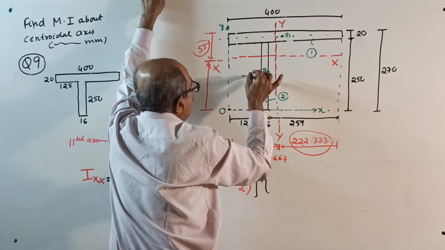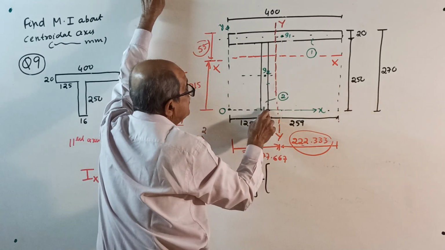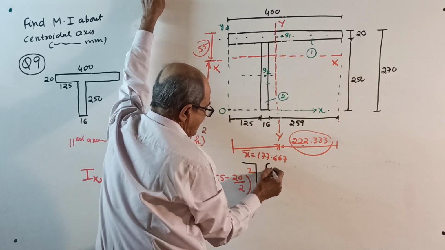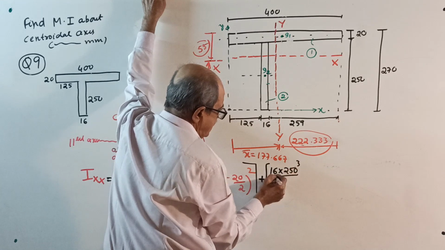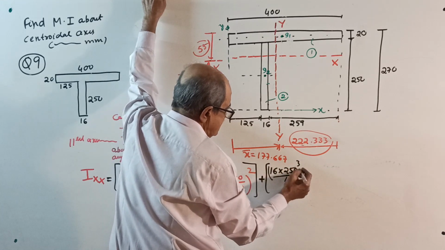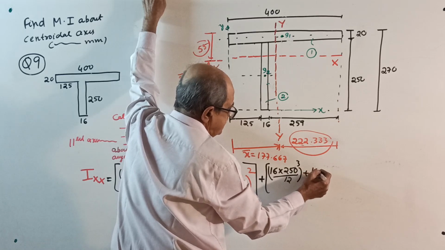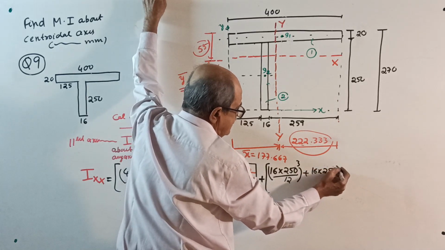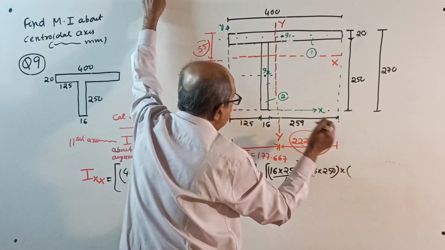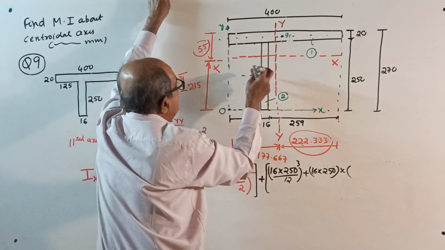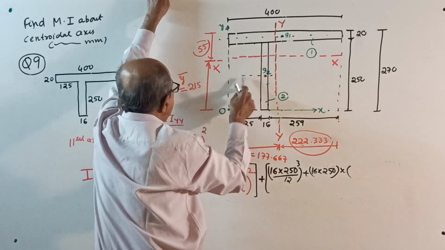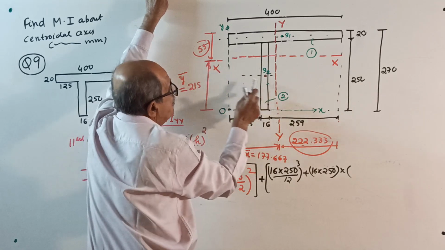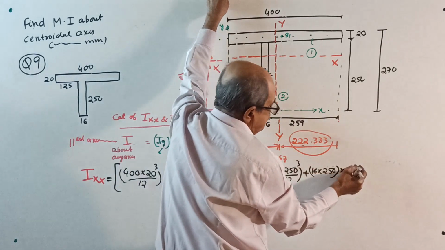I about its own centroidal axis: 16 into 250 cube by 12. 250 cube divided by 12, Ig. Plus area. 16 into 250 is the area, into the distance from centroid to this axis. See, this distance square, that is 215 minus half of 250.